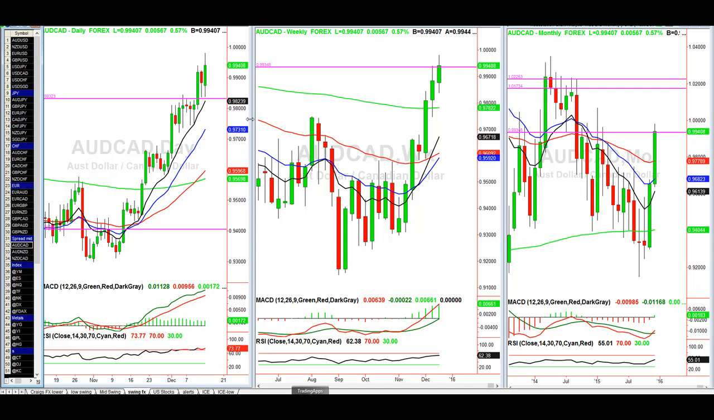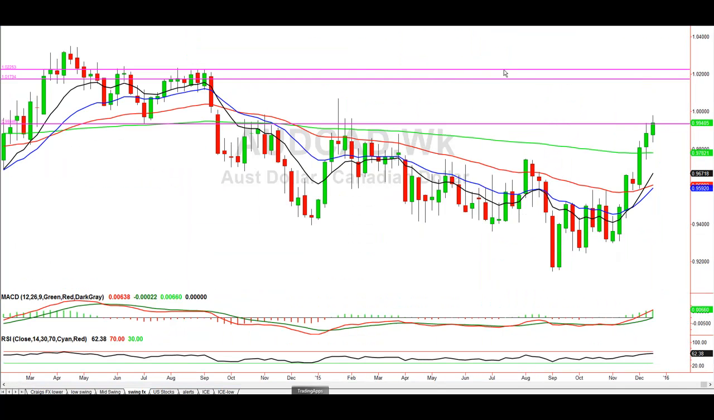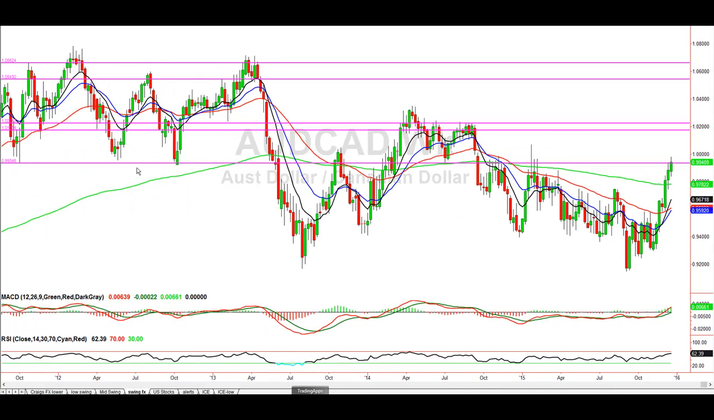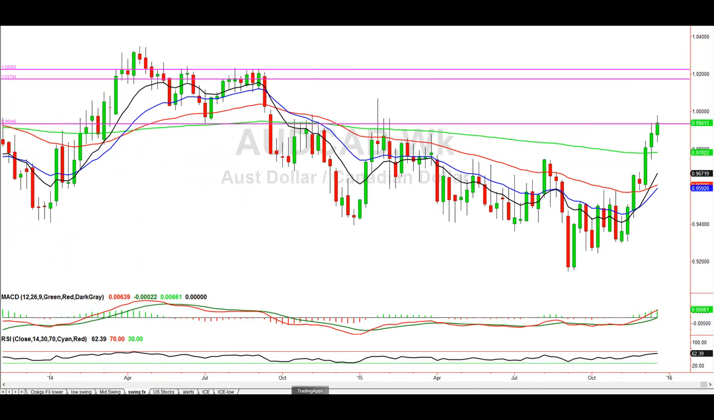Aussie CAD, as you can see, very strong trend. Let's have a look at this level here on the weekly. Yes, there's definitely some resistance there. So that's one thing to note. There's resistance there. There is also the level of parity just up ahead.